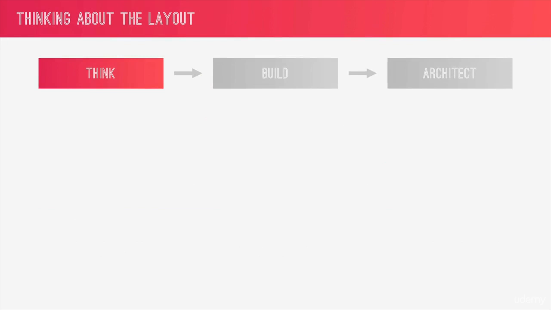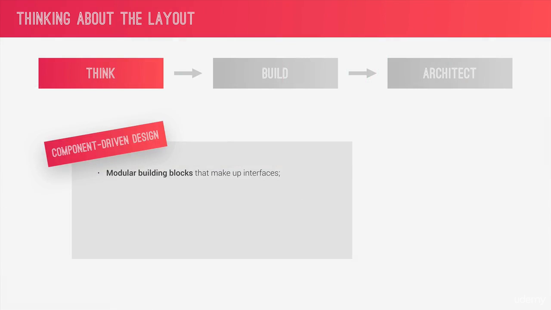So, starting with the think part, I like to use something called component-driven design, which is actually a principle that is used across all software development. In CSS, with component-driven design, we try to divide our page into modular components. So, what are these components? Components are the building blocks that we use to construct our interfaces. So we can basically think of our interface as a collection of components, held together by the overall layout of the page.